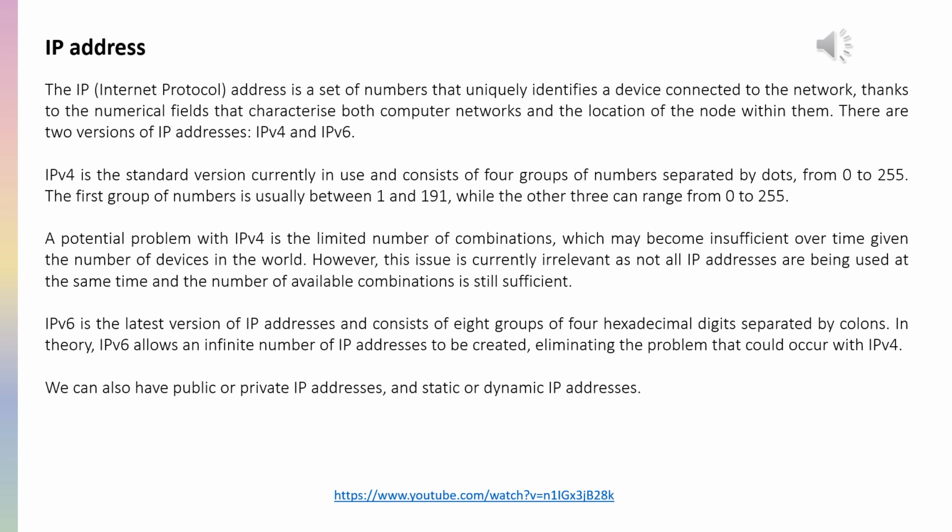IPv6 is the latest version of IP addresses and consists of 8 groups of 4 hexadecimal digits separated by colons. In theory, IPv6 allows an infinite number of IP addresses to be created, eliminating the problem that could occur with IPv4. We can also have public or private IP addresses and static or dynamic IP addresses.